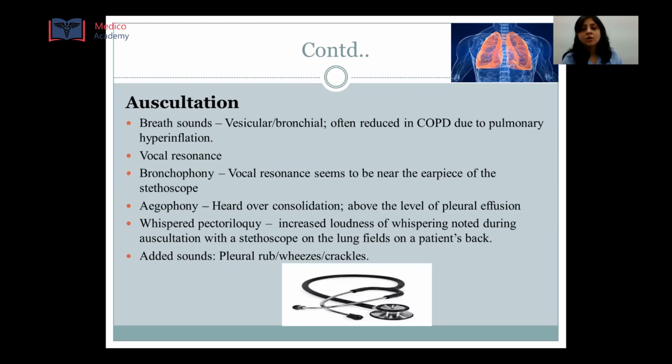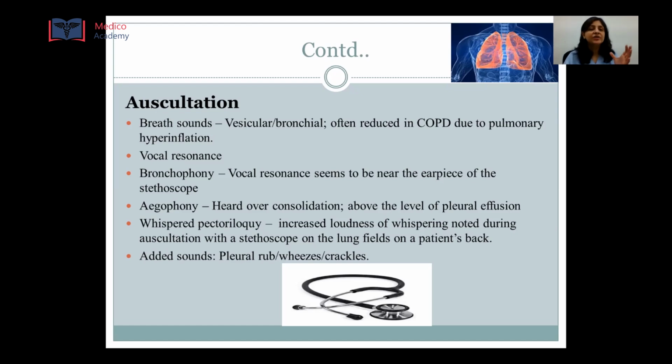Auscultation, very important. In auscultation, we are looking at the breath sounds, vesicular and bronchial, which are often overall reduced in COPD because of pulmonary hyperinflation. Vocal resonance, bronchophony. What is bronchophony? Where vocal resonance seems to be near the earpiece of the stethoscope. Egophony, where it is heard over the consolidation above the level of pleural effusion. Whispering pectoriloquy, increased loudness of whispering noted during auscultation with a stethoscope on the lung field on the patient's back. Then we look for any added sounds, be it rub, wheezes, or crackles.